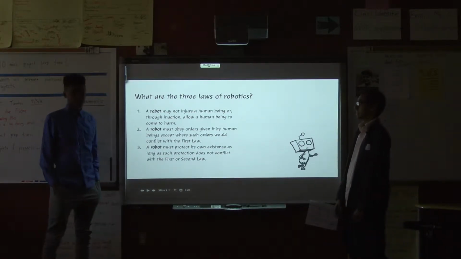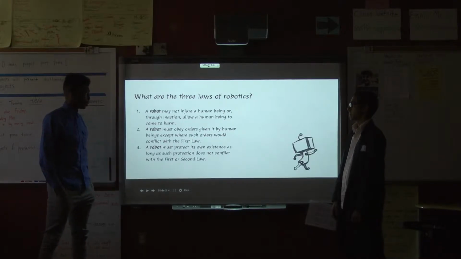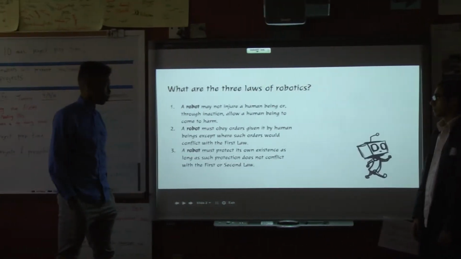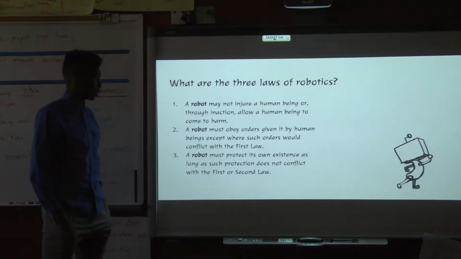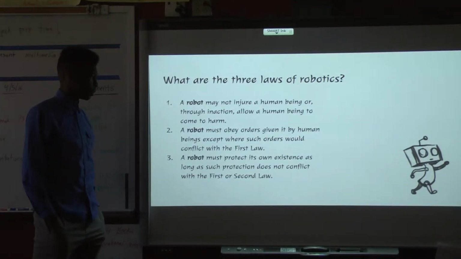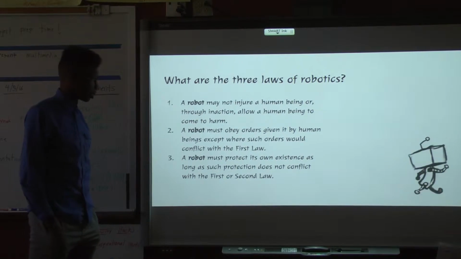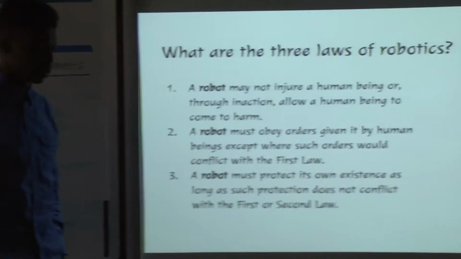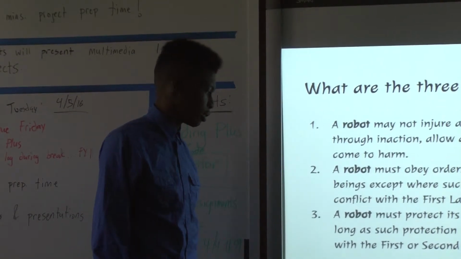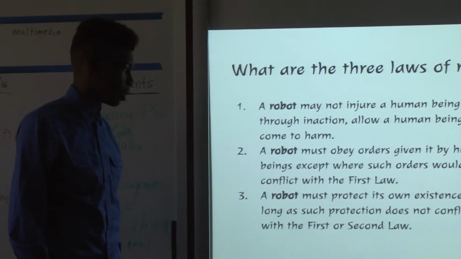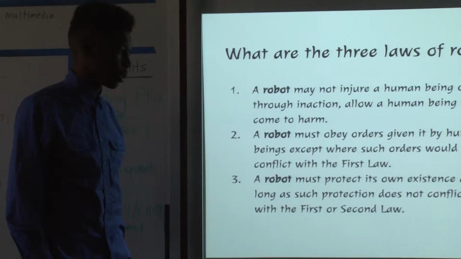The first law of robotics states that a robot must not injure a human being through inaction or allow a human being to come to harm. The second law states that a robot must obey orders given it by a human being, except where such orders would conflict with the first law. And the third law states that a robot must protect its own existence as long as such protection does not conflict with the first or second law.